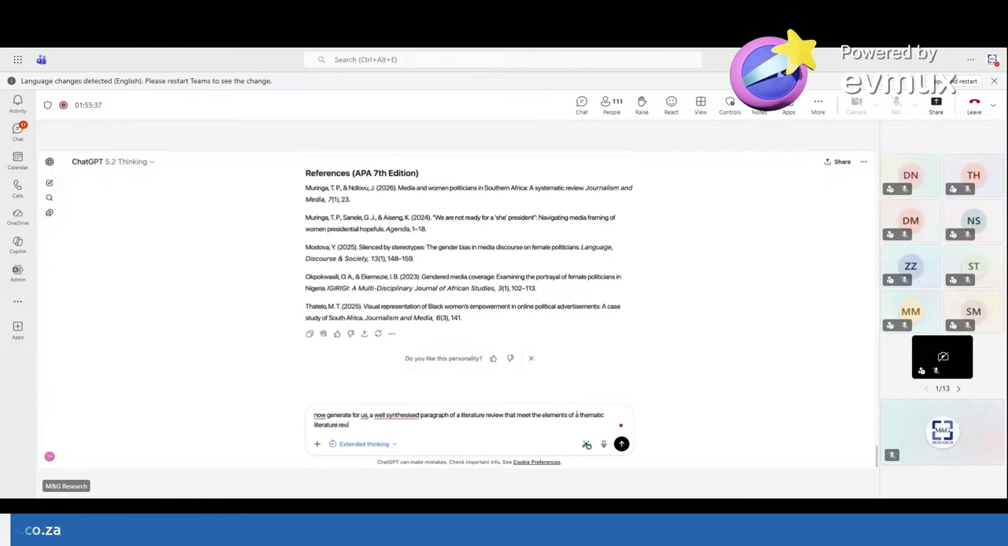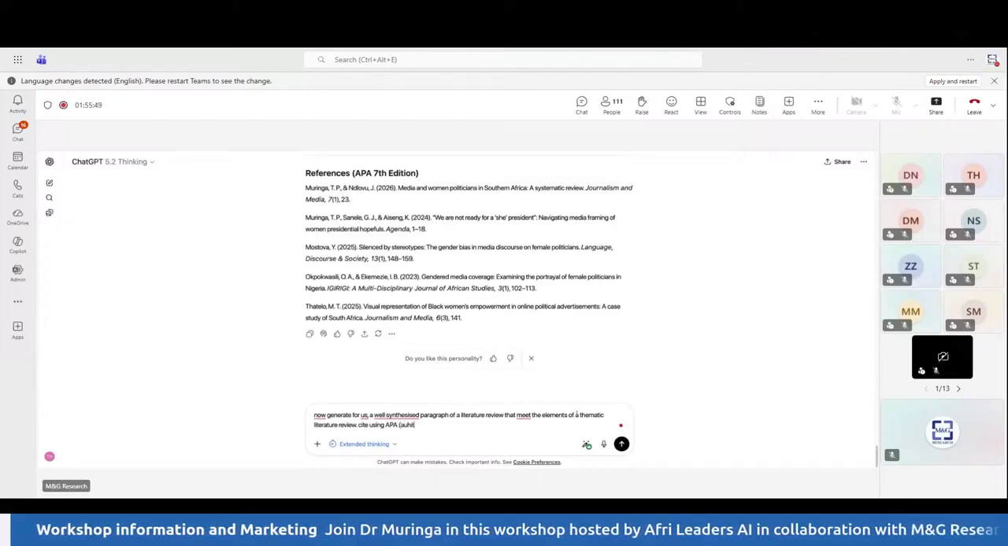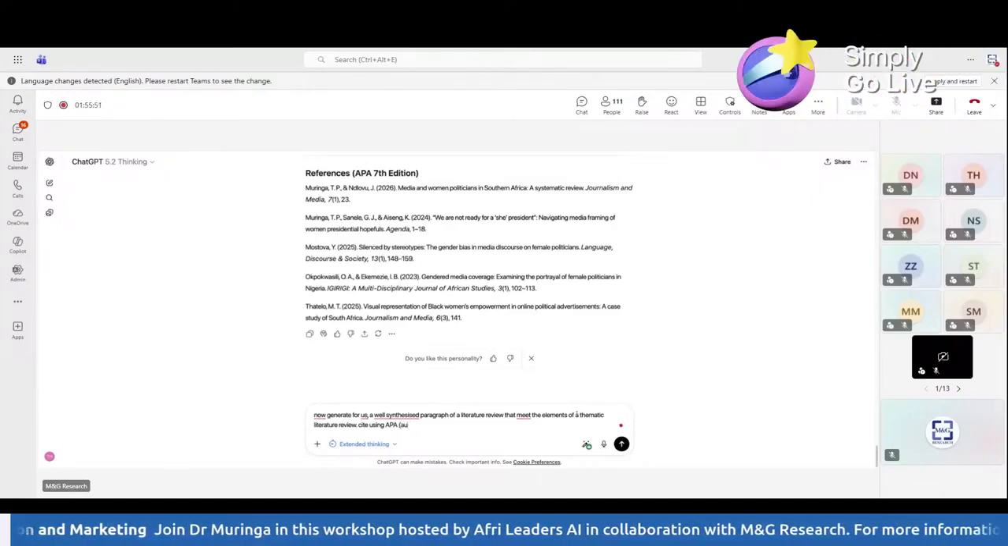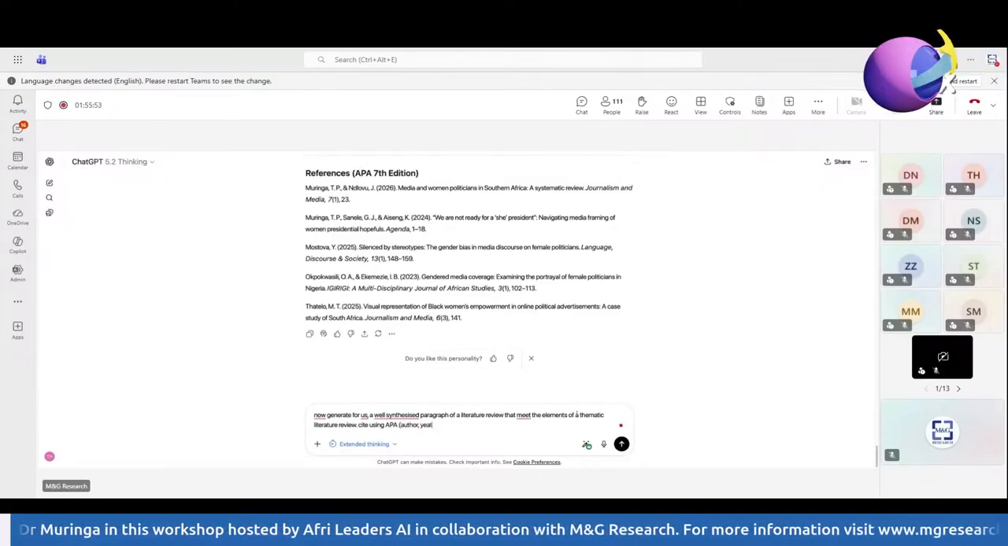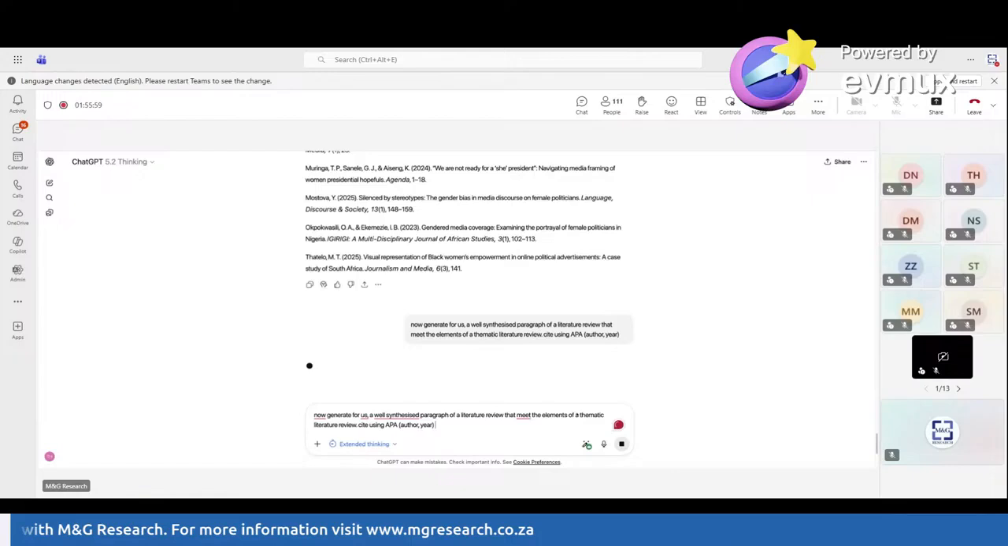literature review, right? So we should not forget to say cite using APA or Harvard or something like that. Then you give it an example, author, right? Author, then yeah. We just want one paragraph, right? We don't want a lot of paragraphs. We just want one paragraph of how the well-synthesized literature review would look like.